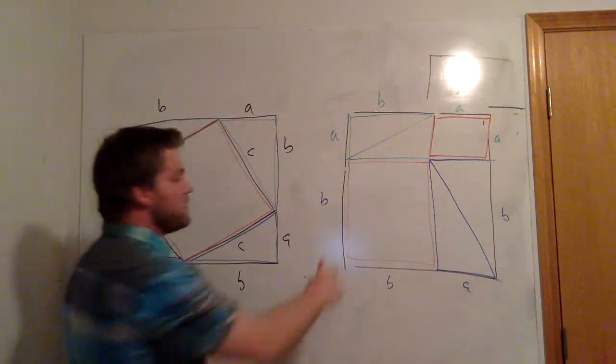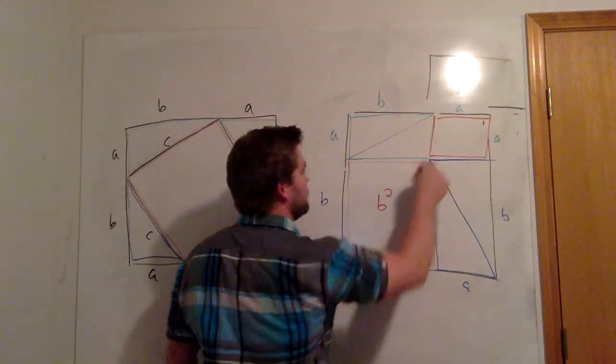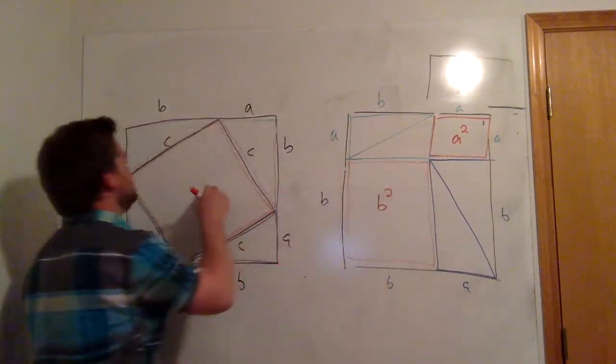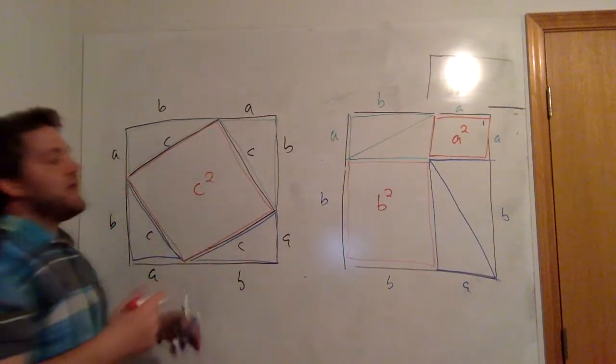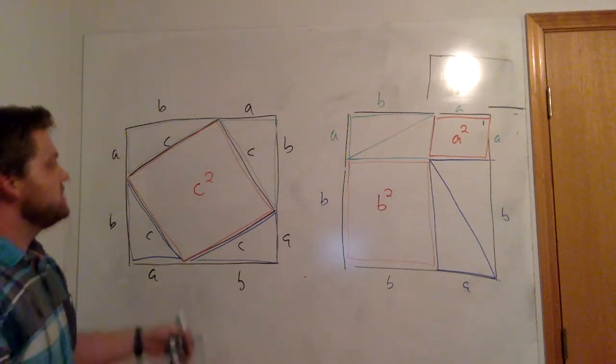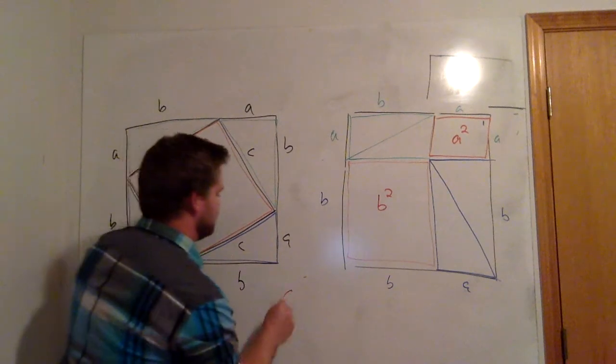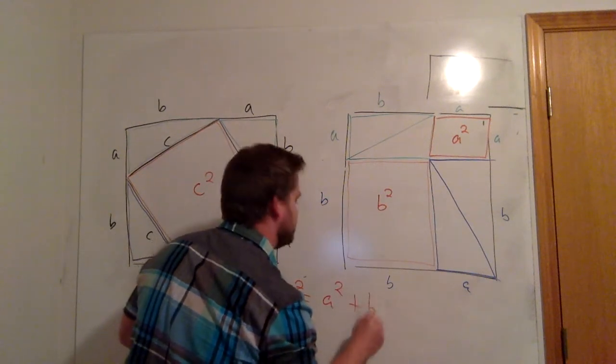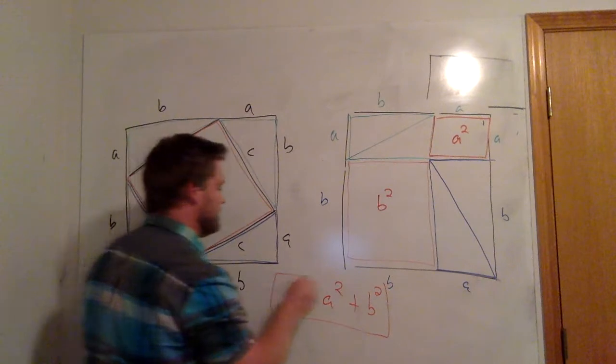And what is the area of this? This is B squared. What's the area of this? A squared. Since these red areas must be the same and this is C squared, we have the Pythagorean theorem, that what must be true is that C squared must be equal to A squared plus B squared. It doesn't get much more beautiful than that.